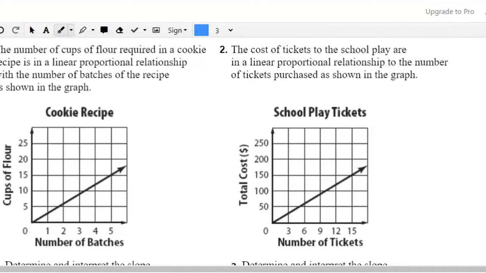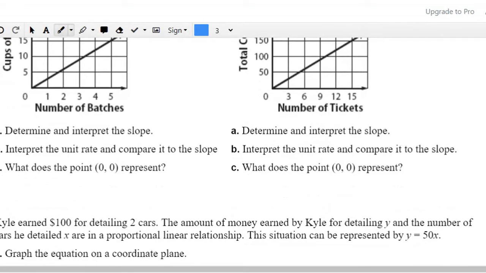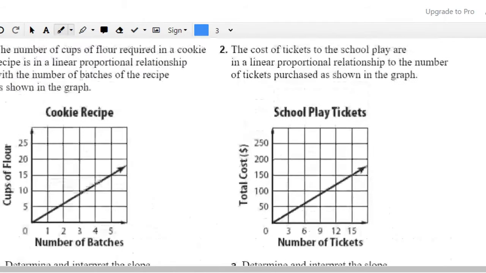So it says the number of cups of flour required in a cookie recipe is in a linear proportional relationship with the number of batches of the recipe as shown in the graph. Okay, and then I scroll down here and I've got A, B, C. Okay, so it wants us to determine and interpret the slope. Okay, so we have y equals m times x.